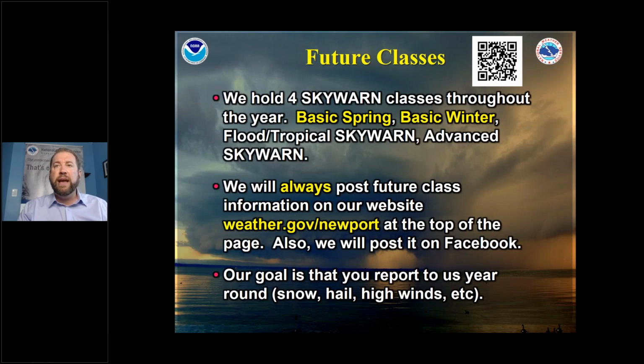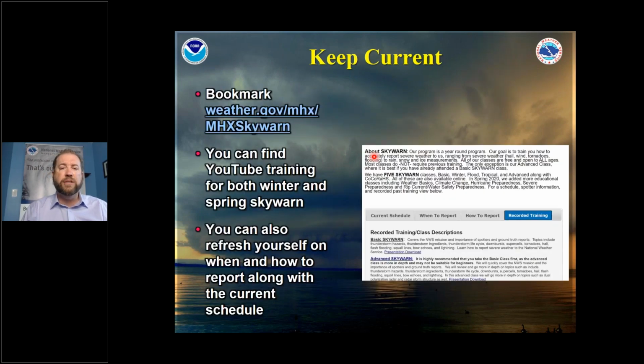Like we said, this is our advanced class. We do have other classes, including the sister class to this, which is the basic winter that comes in the fall and upcoming winter of next year. There's a flood and tropical SKYWARN, and then it's not listed on here, but we do have some CoCoRaHS or precipitation training classes as well. So a lot of classes to offer, and the reason why we do that is we really want you to be a year-round spotter as much as possible. So again, go ahead in the chat and comment. Have you been with us before? And if not, just check in where you're watching the classes from as well.